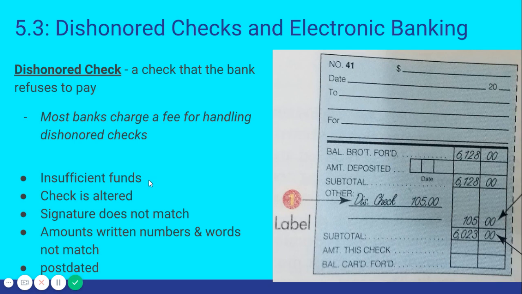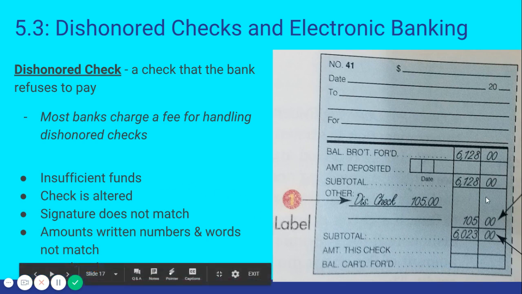Maybe the check was altered, so the amount in numbers and the words were not matching, or somebody rewrote over the number or the name. That would be an alteration. The signature does not match what's on file for the account, or it's post-dated, so the date is in the future. You can always write a check for a past date. So I could write a check for yesterday's date, but I cannot write a check for tomorrow's date. Okay?